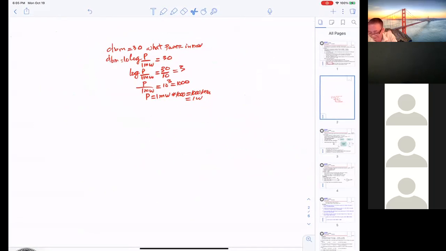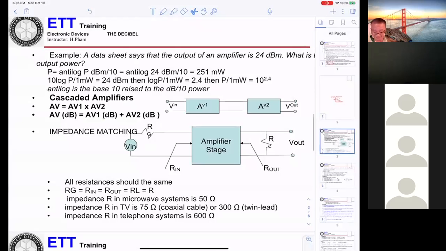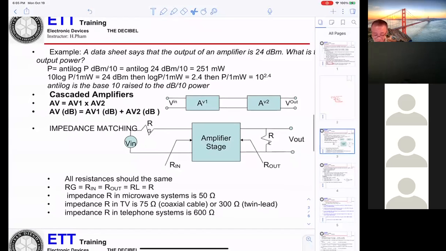Okay, second page. The data sheet says that the output of the amplifier is 24 dBm. What is the output power? That's exactly the same as what we did for you, how to do the calculation. That's just an example.